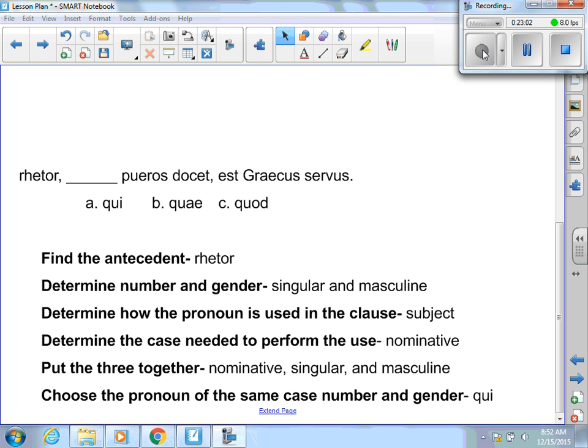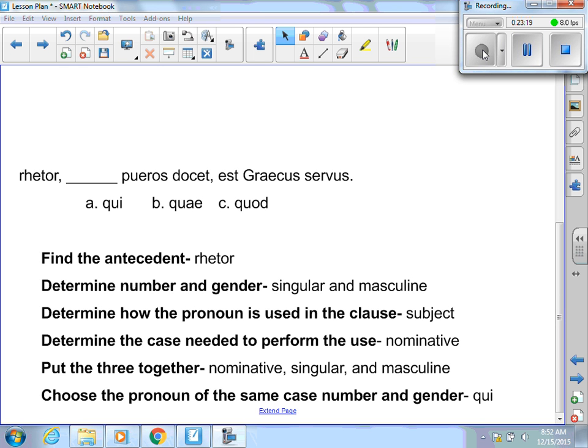I need to put all three of those together. We said that it was singular and masculine because of rhetor. It's nominative because it's the subject. So I need a nominative, singular, and masculine form of qui. Then I want to choose the pronoun of the same case, number and gender. Qui is the nominative, masculine, and singular.